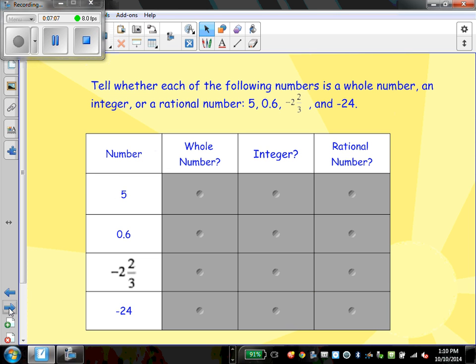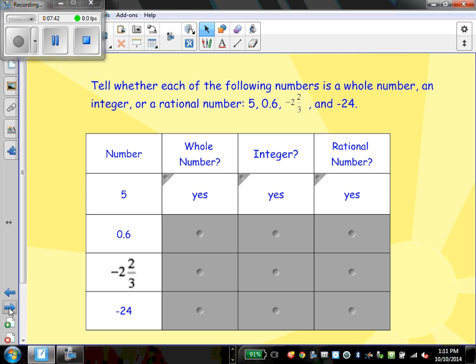So just to practice classifying our numbers, we can look at each of these examples here and determine if they are whole numbers, integers, or rational numbers. So 5, is that a whole number? Yes, it is. Is it an integer? Yes, it is. So remember, integers, positive and negative counted numbers. This is positive, so it's definitely going to be that. And then it's also rational. So once you say yes, it's a whole number, then it will automatically be an integer and a rational number.